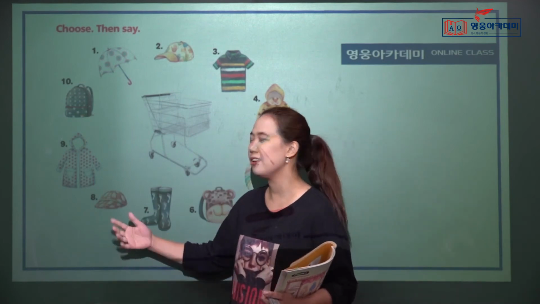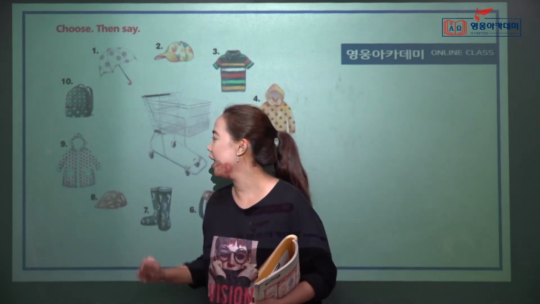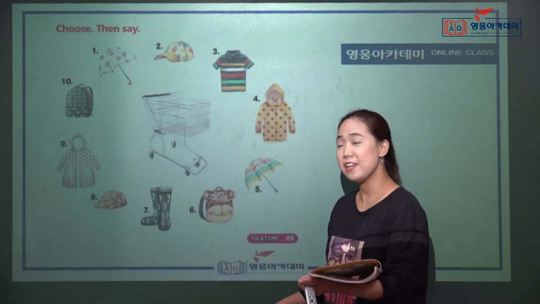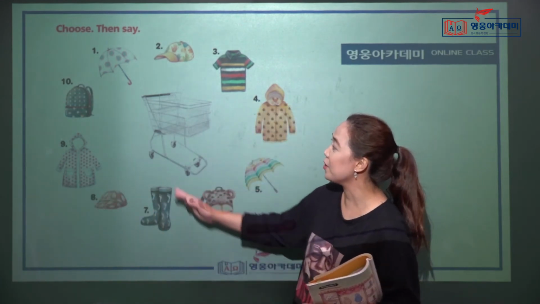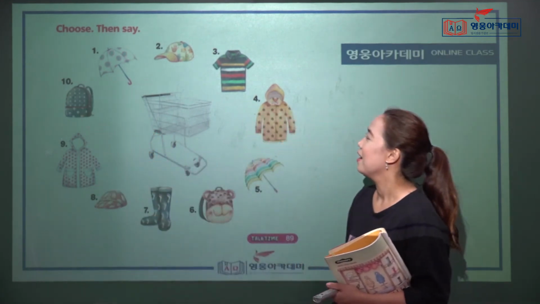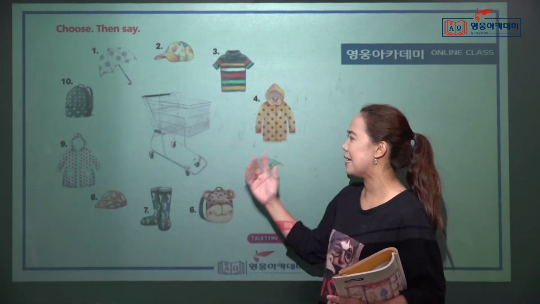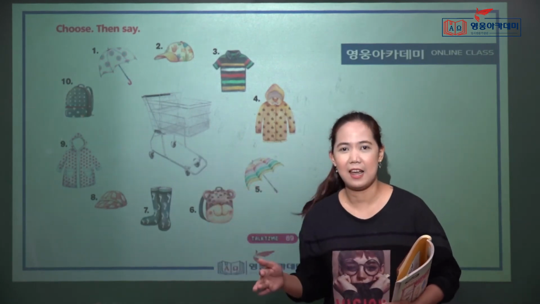Next, what is this? It's also a cap, or you can say it's a beret. Number 9, it's also a raincoat, all right? And number 10, it's another backpack. All right, now you are going to choose from here, okay? Teacher, why are they the same objects? It's a rainy day, okay?